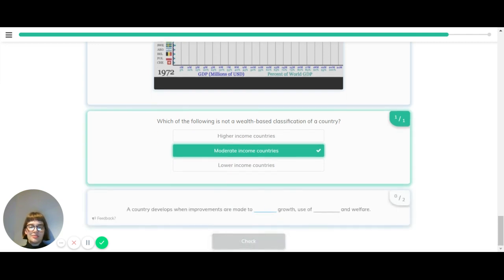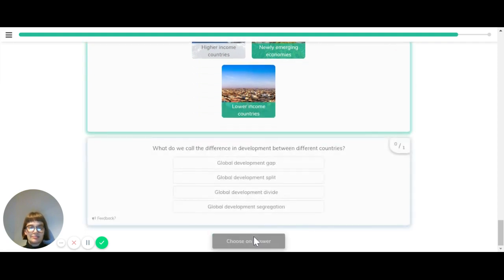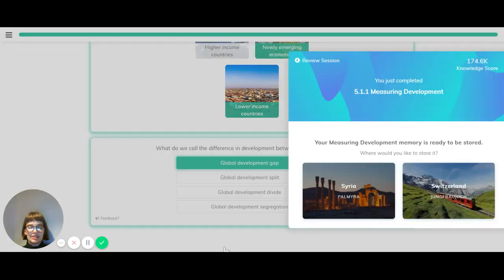A country develops where improvements are made to economic growth, use of technology, and welfare. The three different classifications of countries based on wealth are higher income countries, newly emerging economies and lower income countries. What do we call the difference in development between different countries? We call this the global development gap.